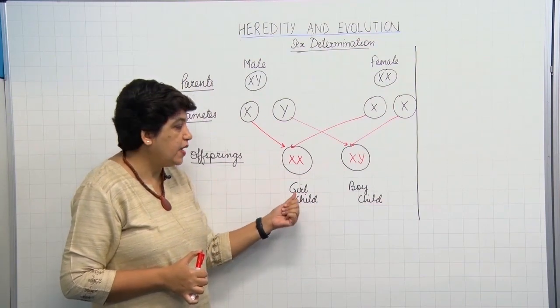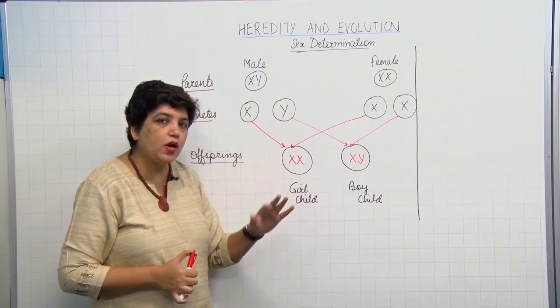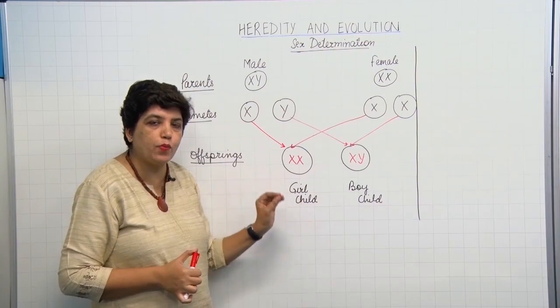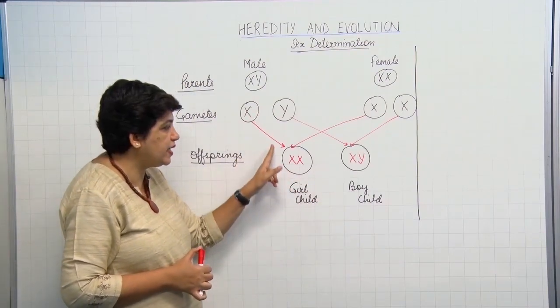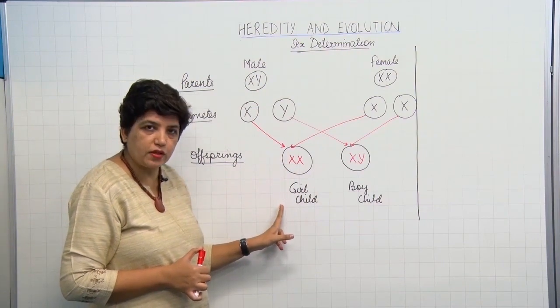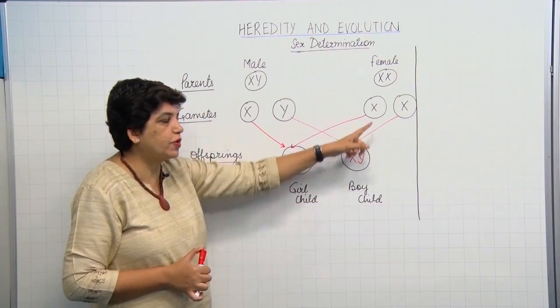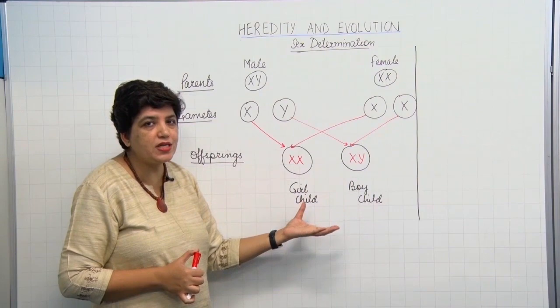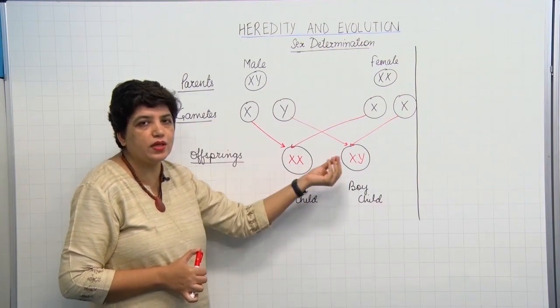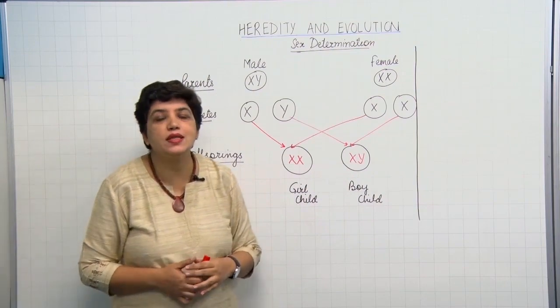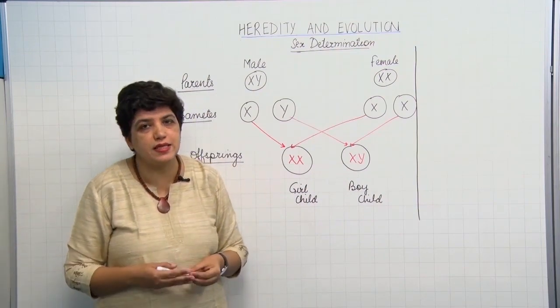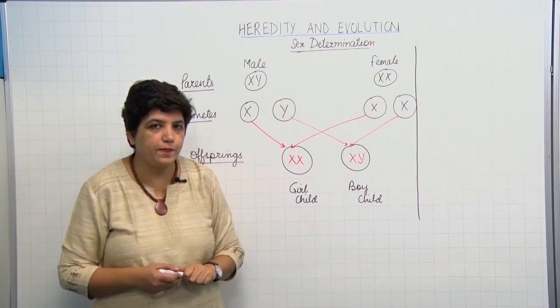So that means whether the new offspring will be a boy or a girl, it depends upon the genes which it has inherited from the father, from the male parent, not from the female. So it depends upon the sperm which fuses with the female gamete. That is how the sex of a newborn baby is determined in a human being.